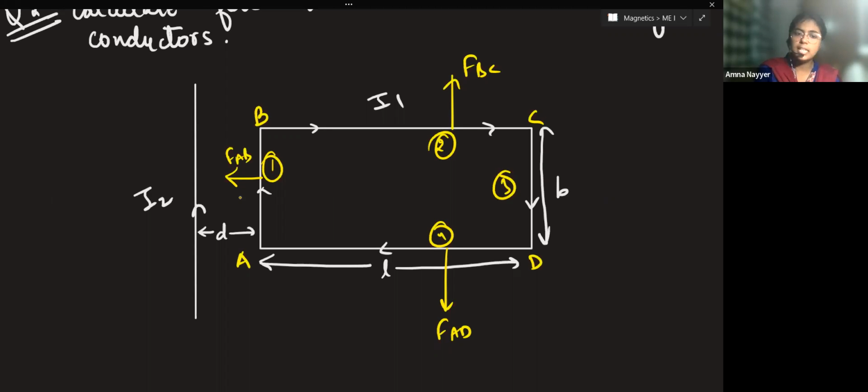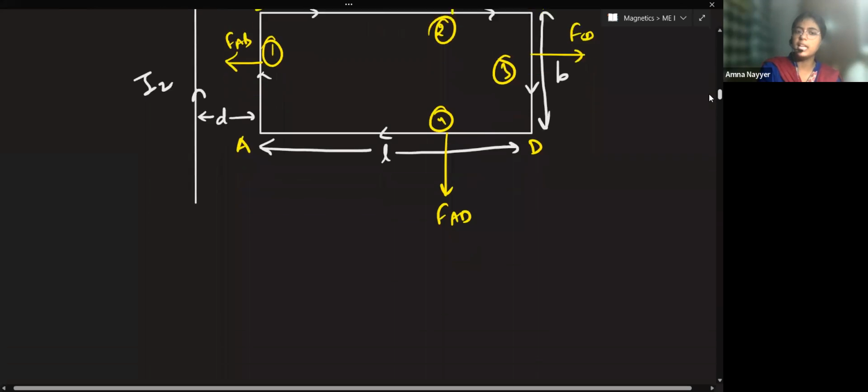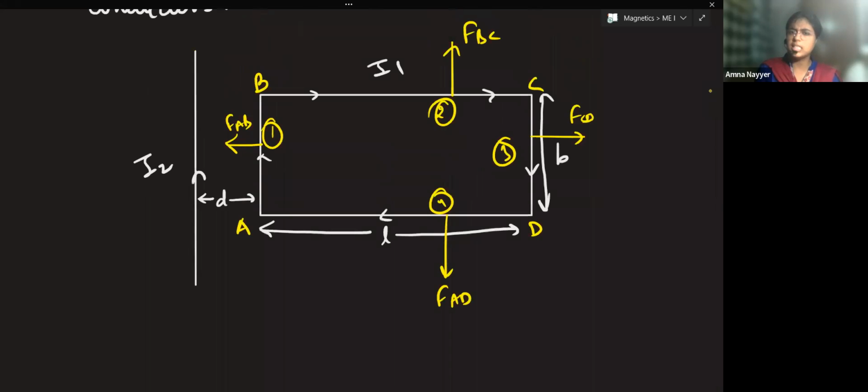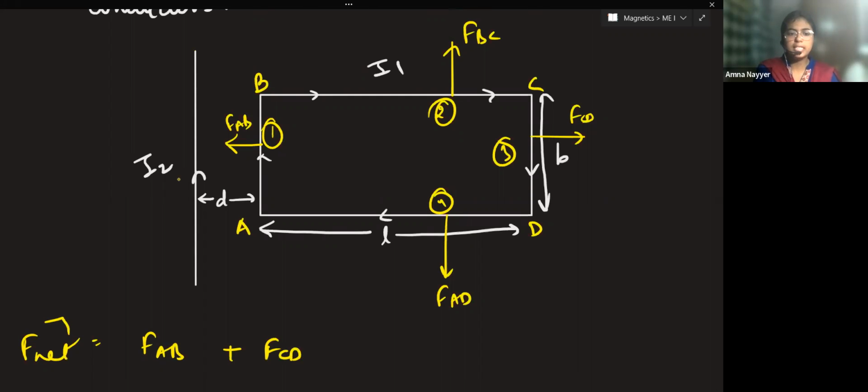Regarding 3, if you look at CD, the current is flowing downwards and I2 is flowing upwards in this wire. So it will repel. This will be the state of the forces. So net force will be due to FAB and FCD. FAB and FCD. So net force will be FAB plus FCD.